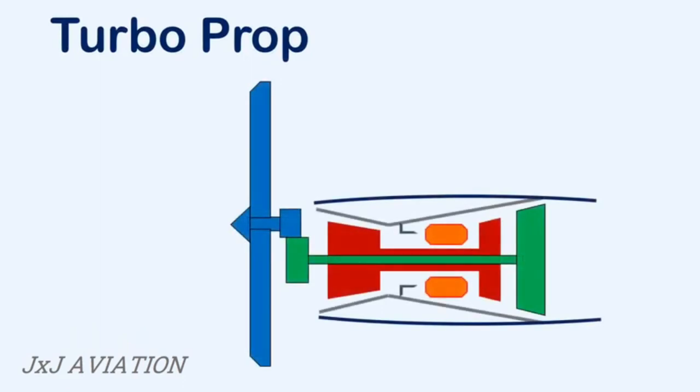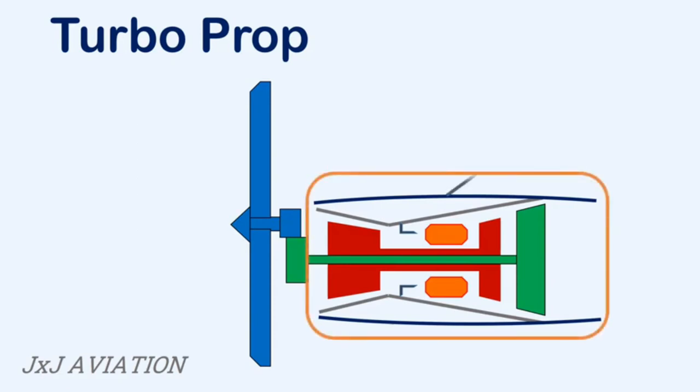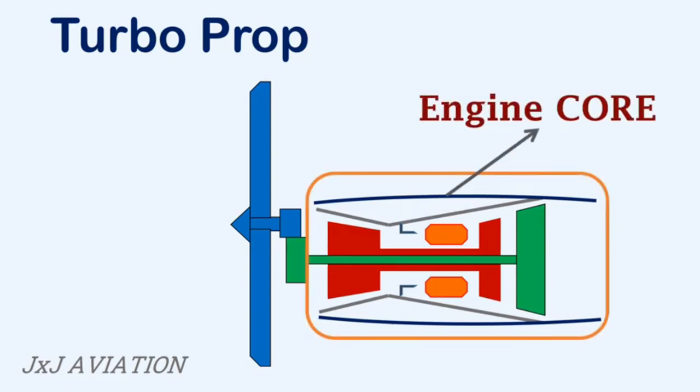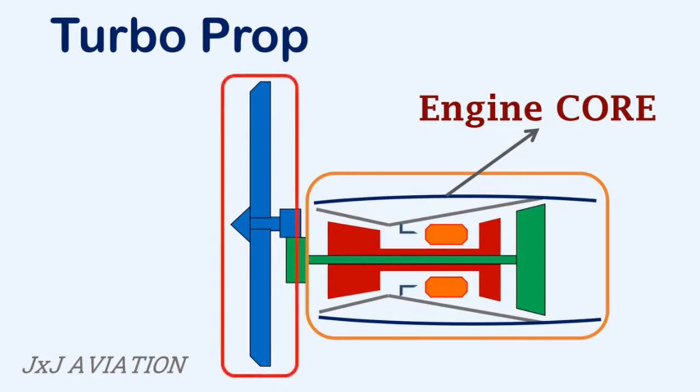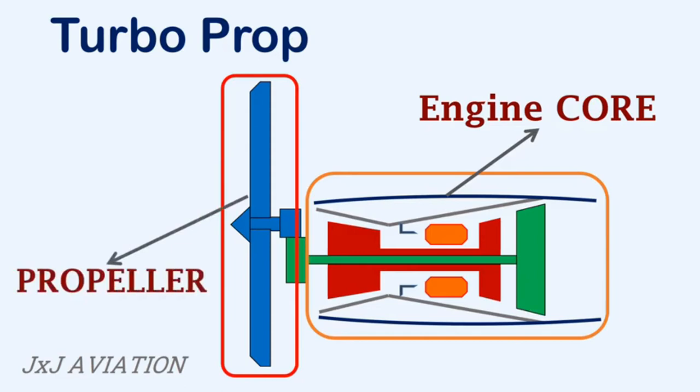The turboprop engine can be divided into two major sections: the engine core, which is similar to a gas turbine engine, and a propeller which is connected to a turbine-driven shaft. Let's look at these sections in more detail.